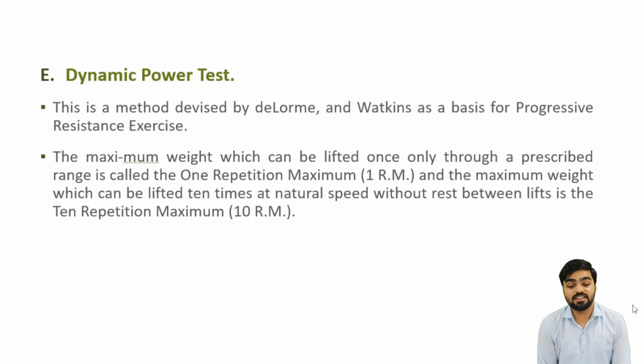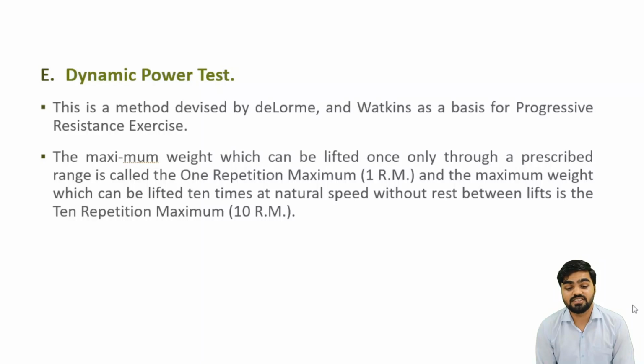Later on, dynamic power test. This is the method devised by DeLorme and Watkins as a basis of progressive resistance exercise. The maximum weight which can be lifted once only through a prescribed range is called one repetition maximum. Like maximum weight through a prescribed range of motion for any joint, if you are able to complete it, it will be called one repetition maximum.